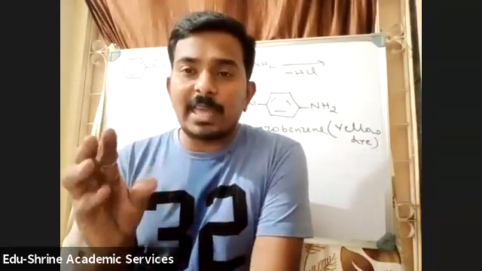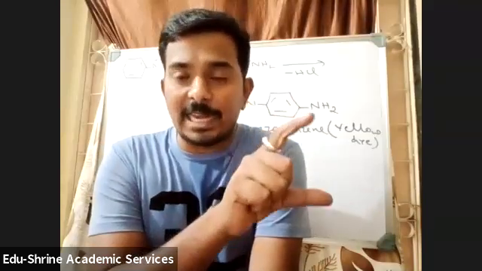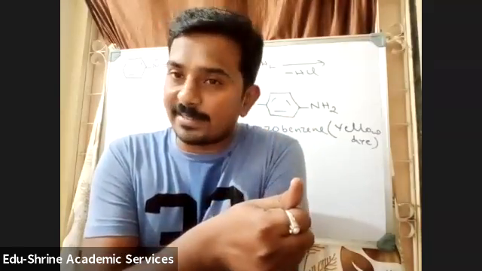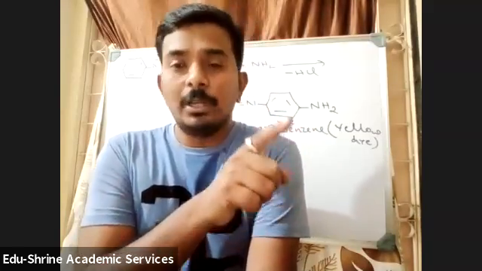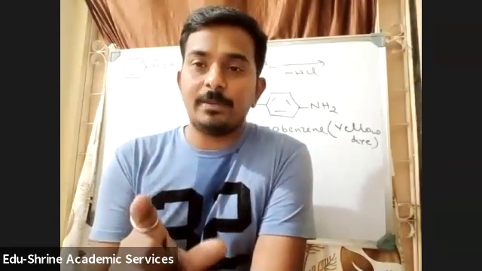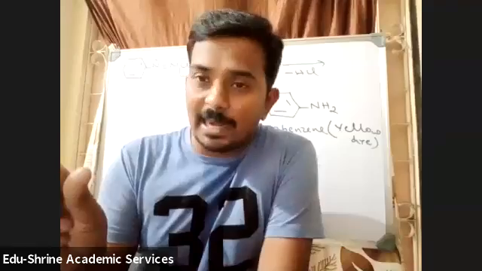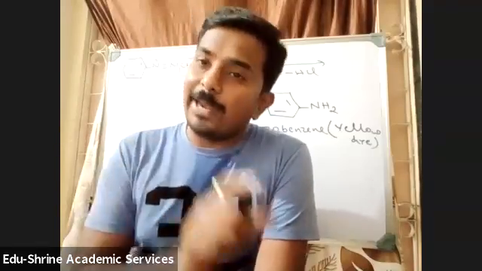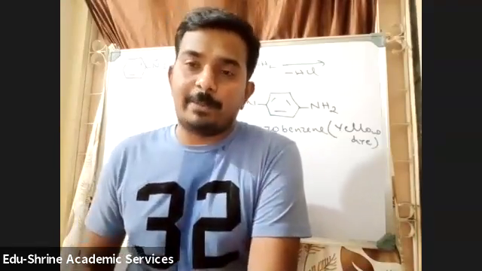Okay, so in Gabriel phthalimide synthesis, what are we doing? We are taking phthalimide. We know that that compound is acidic. There is an acidic hydrogen. You will react it with KOH. You will get a salt because it is an acid-base reaction. The salt is made to react with an alkyl halide. Then hydrolysis will give you a primary amine.